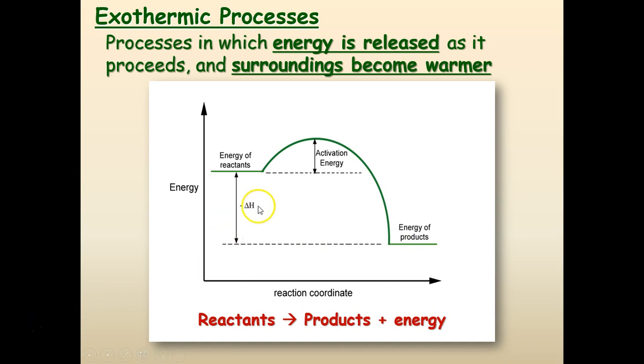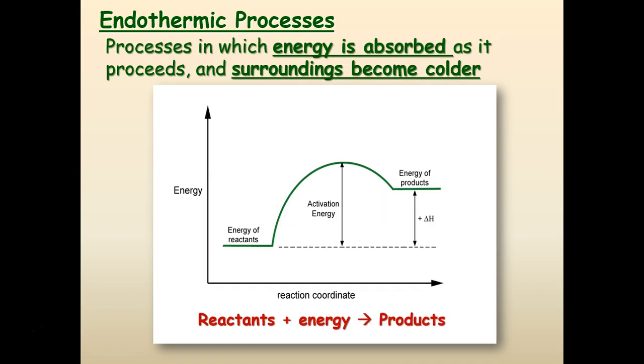Remember that word enthalpy we learned earlier? That was delta H. The delta H for this reaction is negative because it's decreasing. So the change in heat is a decrease in energy. Notice in the equation down here, we started with the reactants and then we finish with products and energy. This is an exothermic reaction. Delta H is always going to be negative for an exothermic reaction.